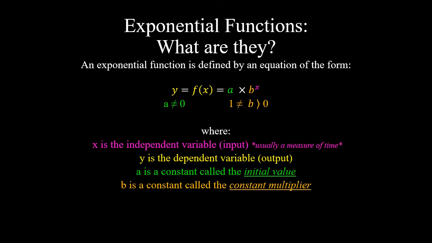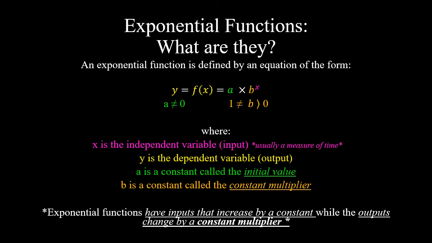And b has to be positive because we don't want to be raising a negative base to a power. That's going to give us some really messy stuff. So b has to be positive. And we call it the constant multiplier. We called it a few different names, as a matter of fact. We called it the growth factor, the decay factor, the multiplier. There's a lot of different names for b. But for our purposes right now, we're going to call it the constant multiplier.